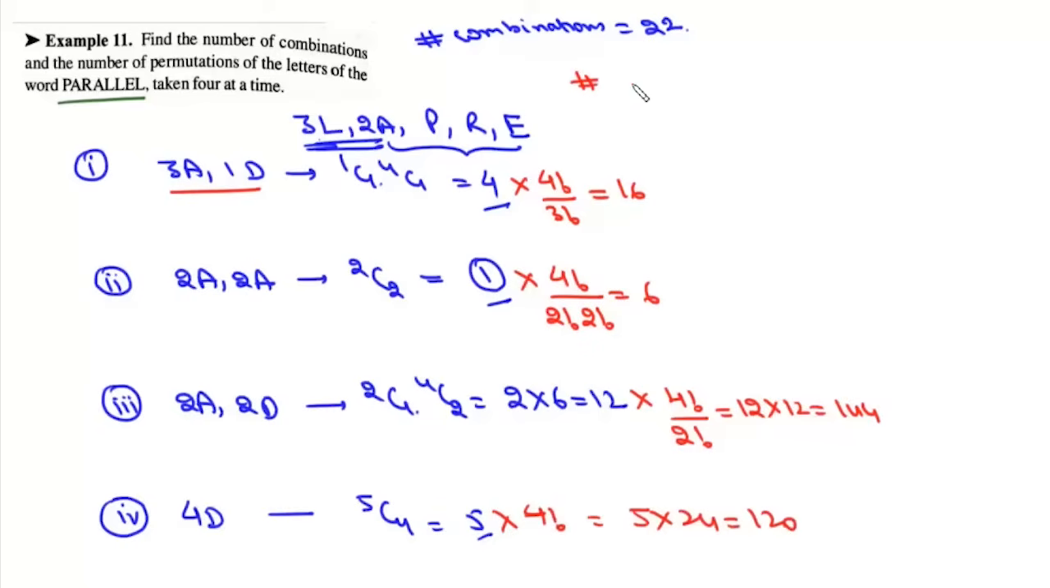So the number of permutations will be given by 16 plus 6, which is 22. 22 plus 120 is 142. 142 plus 144 is 286. So the number of permutations is 286.